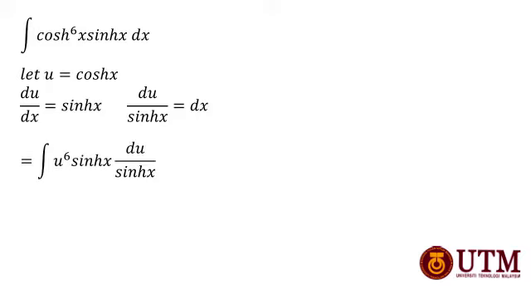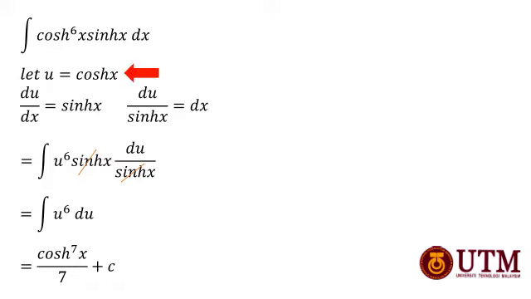And you need to substitute u and du into the first equation, which is this one. And you will get u to the power of 6 instead of cosh x to the power of 6. And as you can see, we can cancel sinh x, and we will get this. And after that, just integrate it normally, and you will get this answer. How do I get the cos?